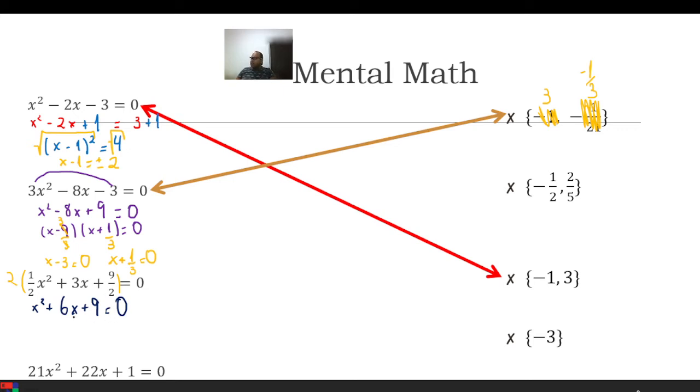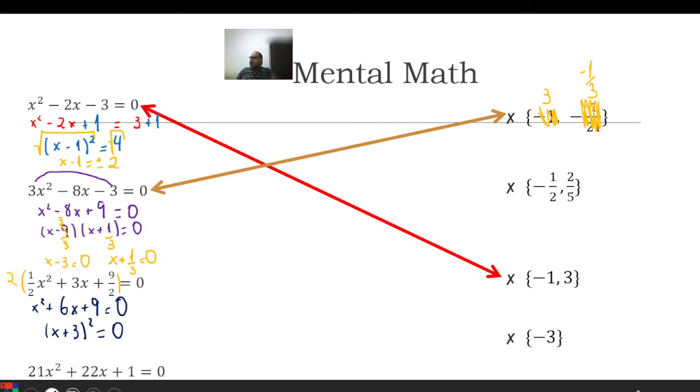Which one, Mr., will you use? I will complete the square. No, not complete the square, sorry, just factoring. Why, Mr.? Because I already have here 9. Which number times another number is 9, and the sum is 6? This number is 3, guys. It is (x plus 3) squared. Ah, just that, Mr.? Yes, just that.